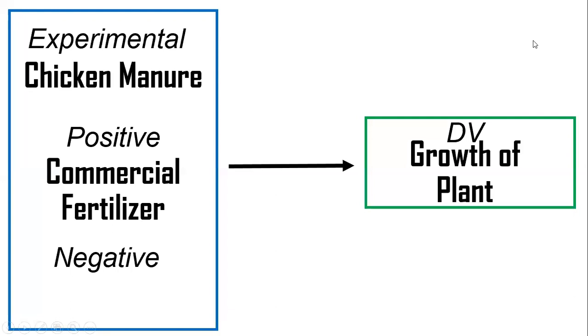Since commercial fertilizers are known to actually increase or hasten the growth of plants. And the negative control, remember, has no effect, or you are not going to do anything about it, or you have nothing to put in it. But sometimes we use water, because water is not experimental chicken manure. It's also not commercial fertilizer, because plants need water and no water is normal.